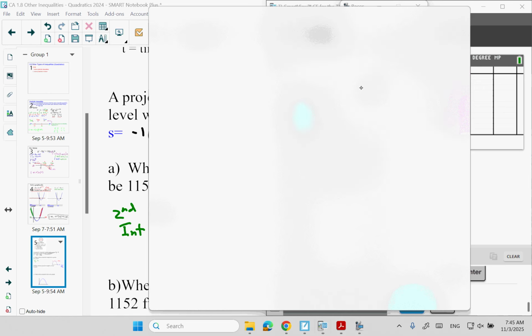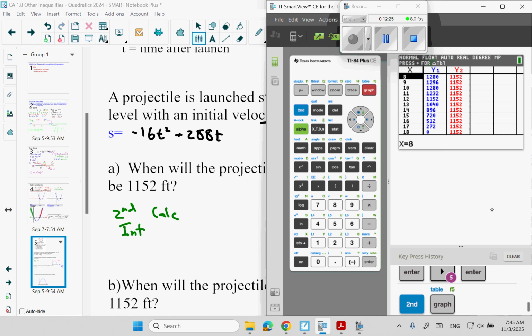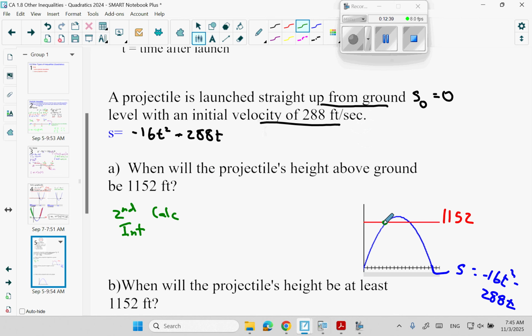I can even go to second table and look for which x values the y values are the exact same. So right there we see it at 6, and again we see it at 12, where they're both exactly 1152. So I see that this is 6 and 12. So the question says, when will the projectile's height above ground be 1152 feet? That would be at 6 seconds and at 12 seconds.